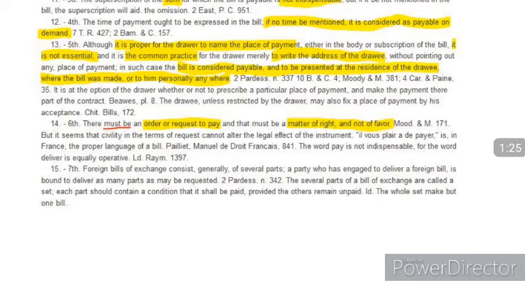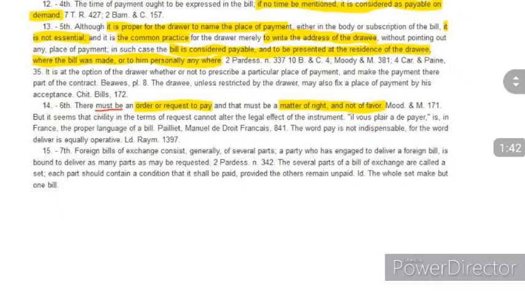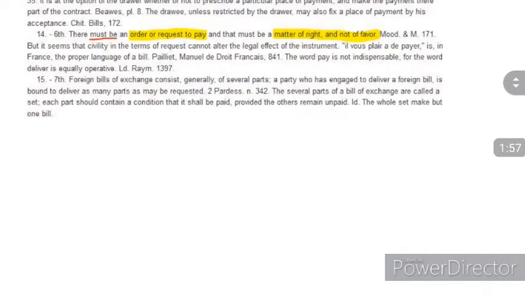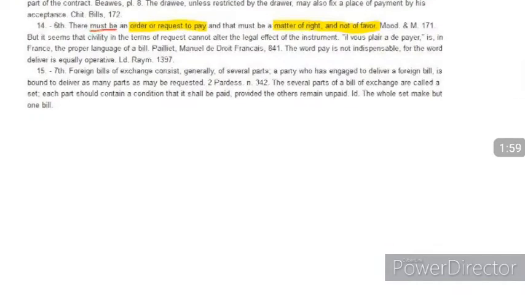It's proper for the drawer to date the place of payment, but it's not essential. It's common practice to write the address of the drawee. It's generally what you see on there, how it's done, like on checks. A bill is considered payable and presented at the residence of the drawee. That's just commonly what they would say about it, or a promissory note, things of that sort.